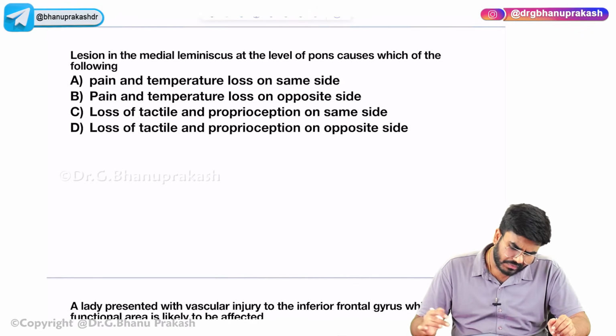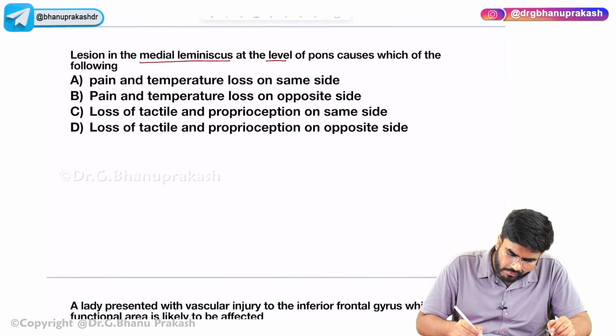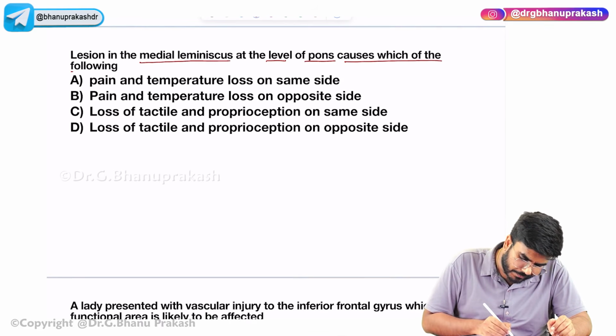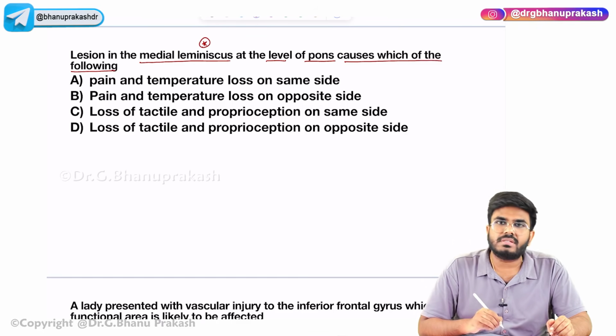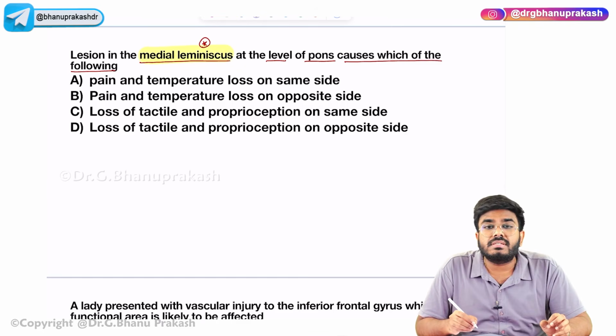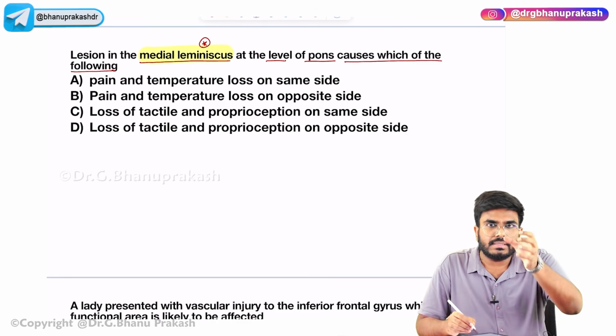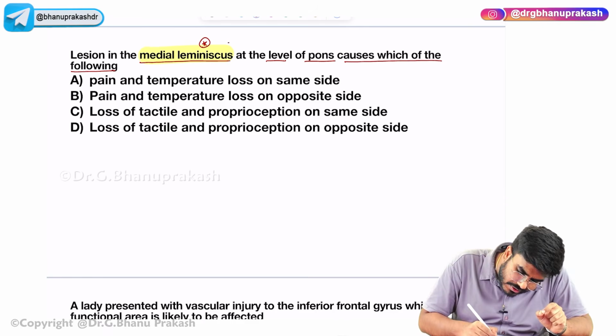Next, a lesion in the medial lemniscus at the level of pons causes which of the following? Where is the lesion? Lesion is in the medial lemniscus. First of all, you have to understand what exactly the medial lemniscus is. It's a tract, it is carrying the advanced sensations.